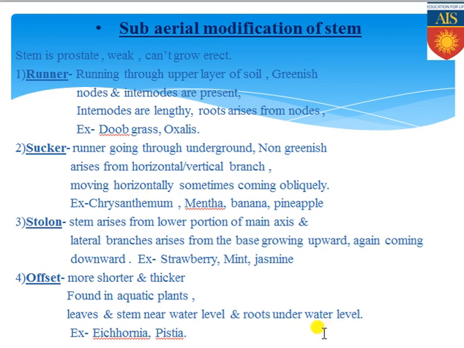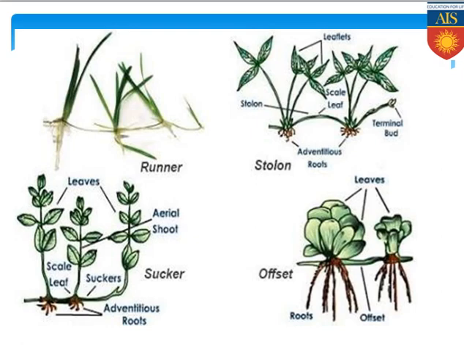This stem is exclusively passing horizontally through the water surface, containing parenchyma, that is air containing parenchyma. For that reason, Eichhornia, that is water hyacinth, and Pistia are plants belonging to the offset. Now let's see the figures so we can understand these kinds of modifications very clearly.